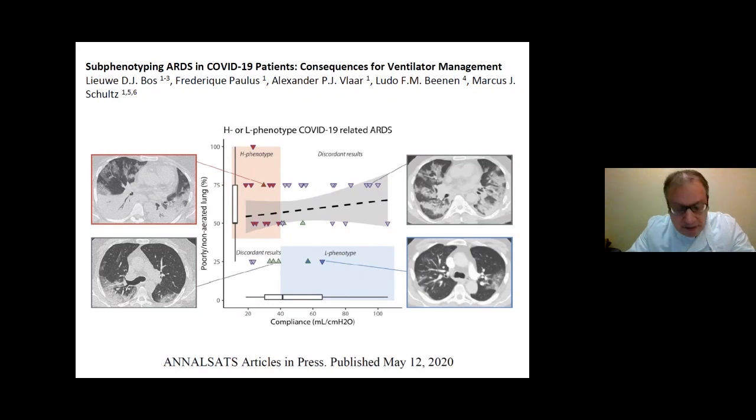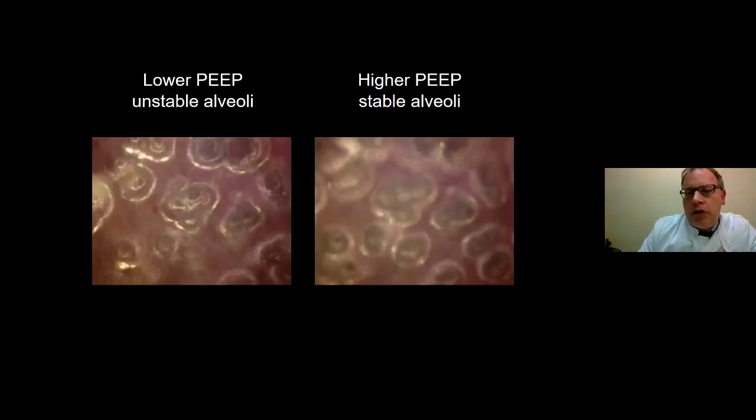But the very interesting result of this study is that it was not possible in the majority of the patients to classify into H or L phenotype. And this was particularly the case for several patients showing a high compliance, sometimes very high, associated with a large lung involvement, with a large proportion of poorly and not aerated lung tissue. How is it possible that such a patient with so severe lung involvement has a normal or even higher than normal compliance? The explanation is quite simple.